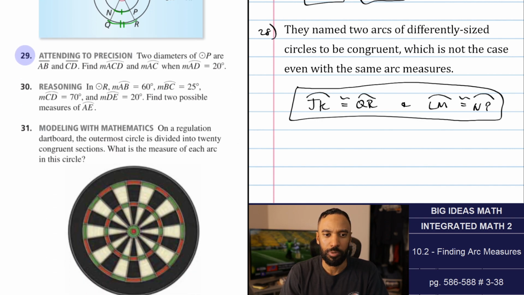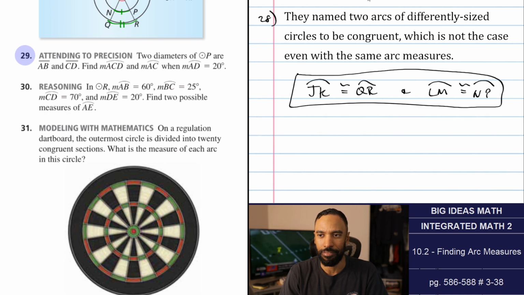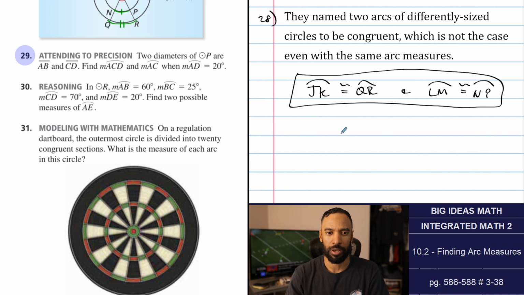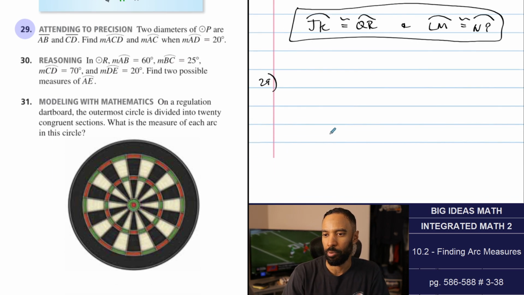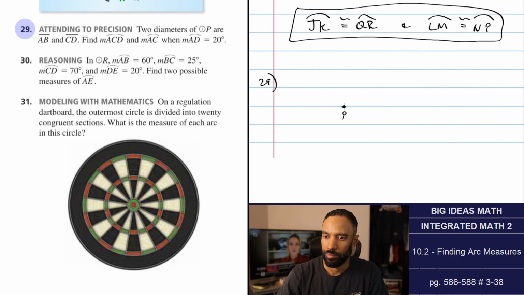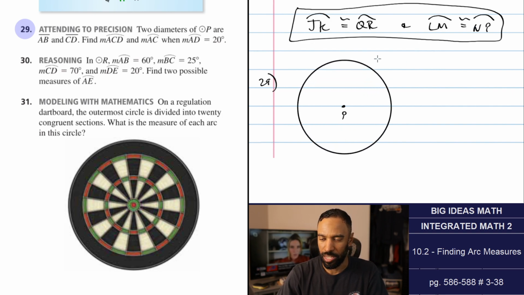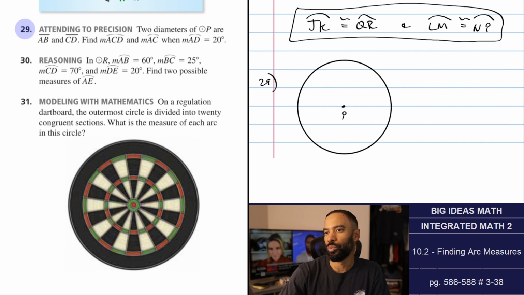Number 29, attending to precision. Two diameters of circle P are segments AB and CD. Find the measure of arc ACD and the measure of arc AC when measure of arc AD is 20 degrees. So I got to come up with a drawing with this thing, I guess. Let's plot a point, call it P, draw a circle around that point. Using SpongeBob's technique of making a circle. So through P, they're bringing up diameters.